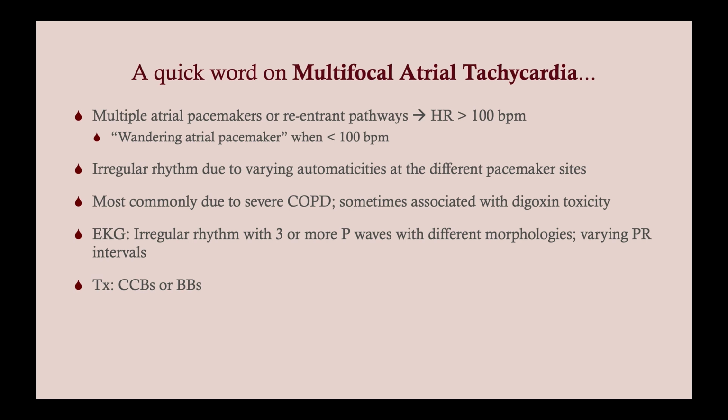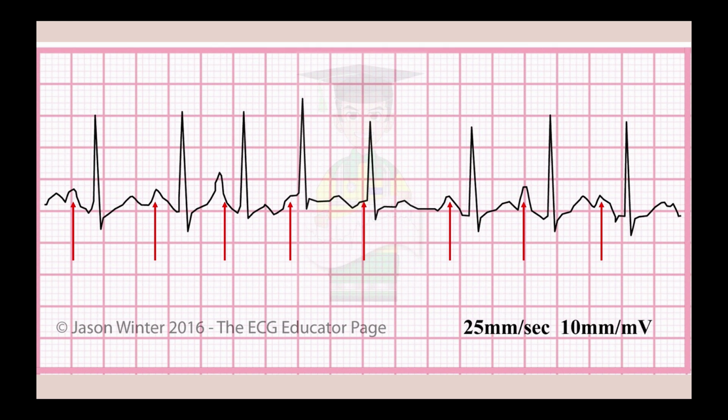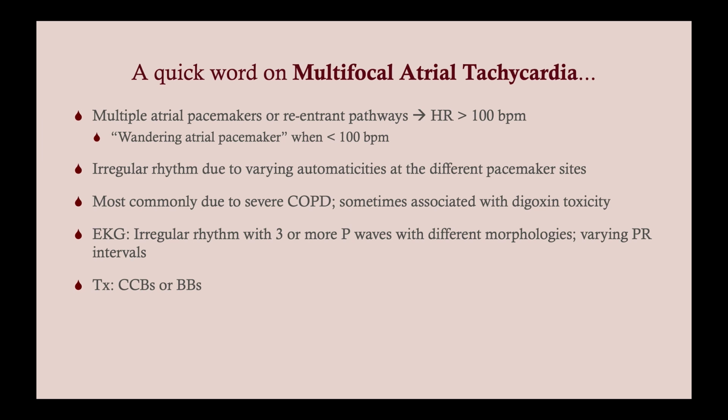But if you have a heart rate of more than 100 beats per minute, then you have multifocal atrial tachycardia. So the treatment for multifocal atrial tachycardia, again, is the same as for AFib and for atrial flutter, and that's calcium channel blockers or beta blockers.